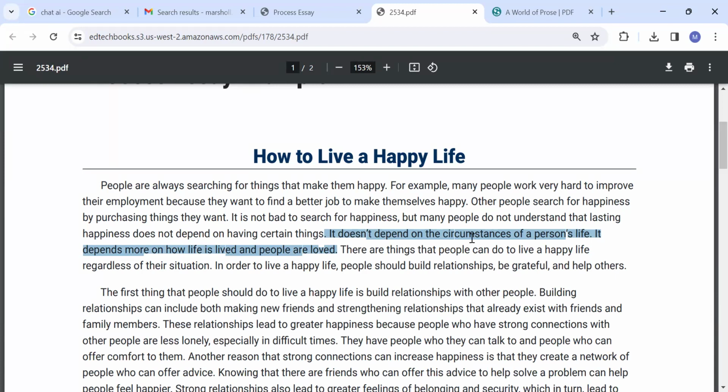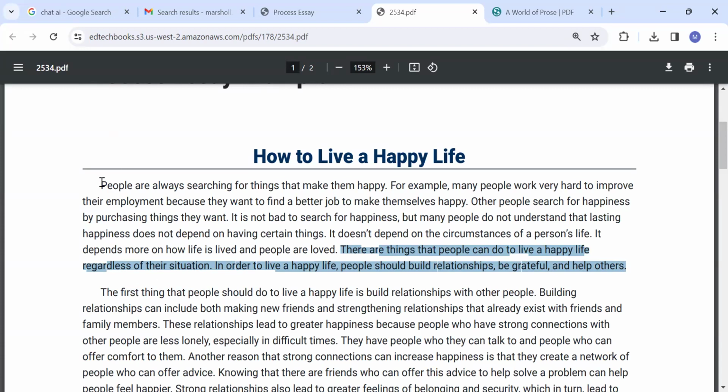Now the reader is going to move into the thesis statement. So the statement here, there are things that people can do to live a happy life regardless of their situation. We call it a broad statement. So we don't know what things they're talking about, but this broad statement lets us know that people do things. What are these things? The thesis statement is going to define the ones that you are going to look at.